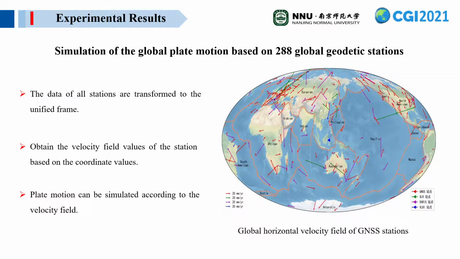Based on the unified expressing method and the above conversion method, the data of all stations are transformed into the unified frame. After conversion, we can obtain the velocity field values of the stations based on the coordinate values. Then, the plate motion can be simulated according to the velocity field. It can be seen from the figure that the speed of the stations on the boundary is relatively large, while the speed of the stations inside the plate is relatively small.